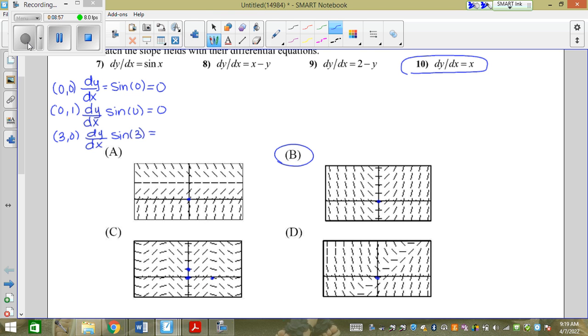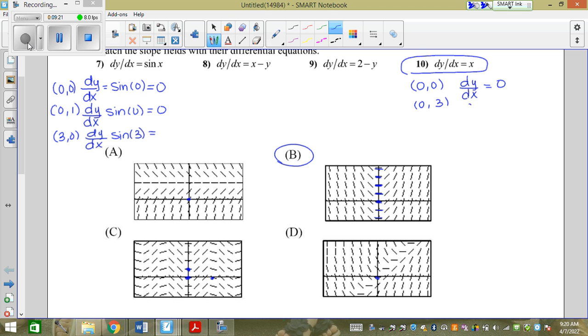So we're going to plug in zeros. When we plug in zeros, x of zeros, we're going to get zeros. So it's the same thing, right? If we plugged in 0, 0, we would get dy over dx is 0. If we plug in 0, 3, we're still getting 0. So all these will be zeros. So it's back to these two again.